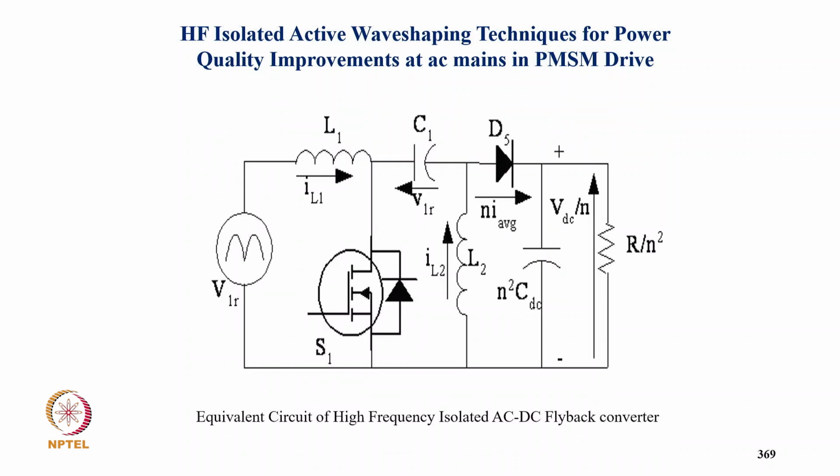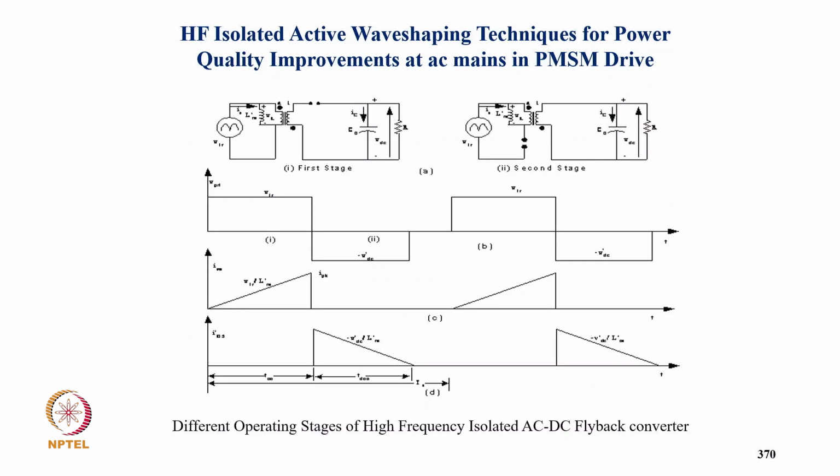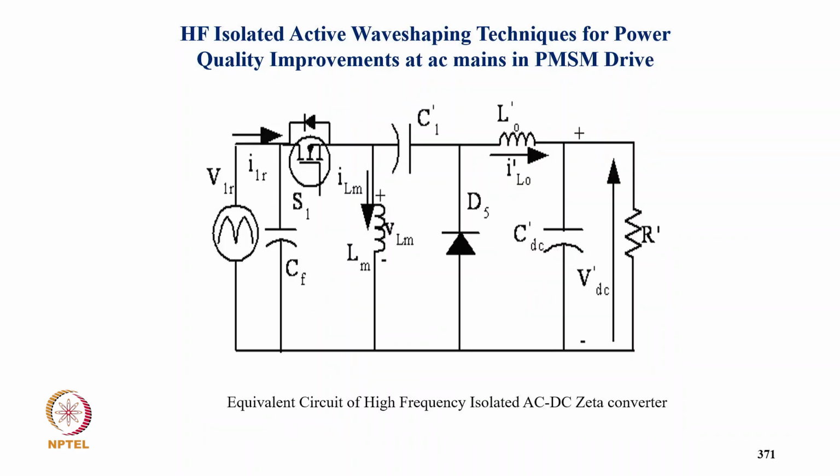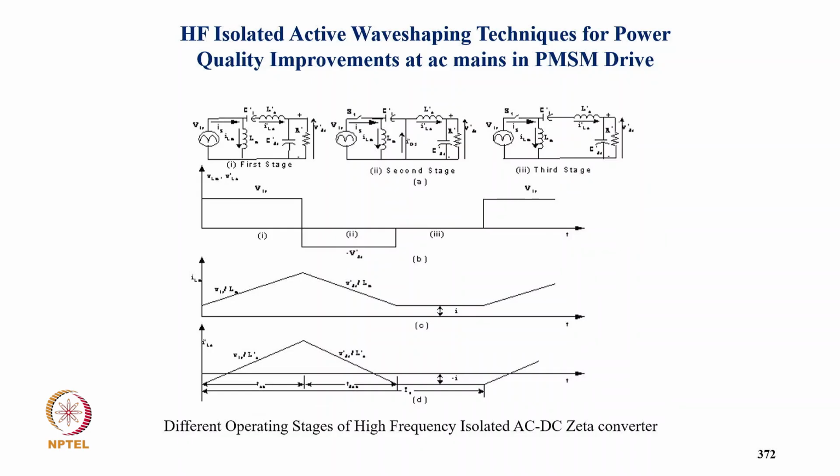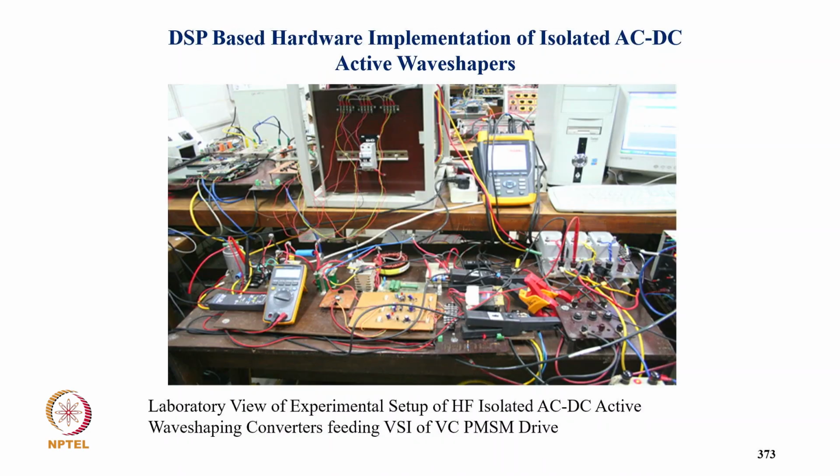And this is for the flyback converter. Here also there are three modes: device conducting, diode conducting, and none of the two conducting. Then in the Zeta converter also, the LG output is in discontinuous current mode, so we have device conduction, diode conduction, and none of the two conducting.